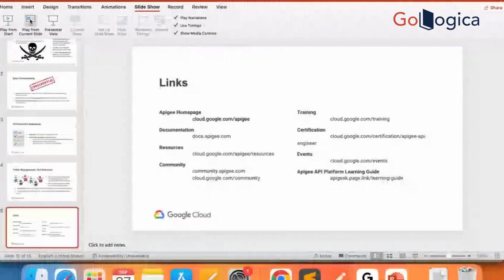So yeah, that's it on the security concerns and the mechanisms in Apigee. Okay. Any questions so far?